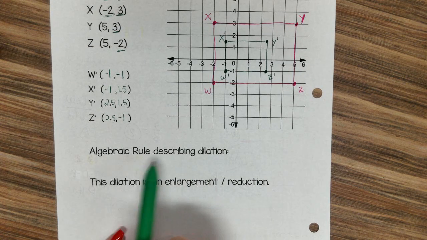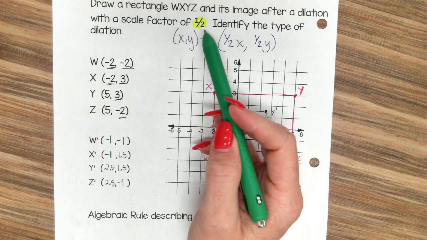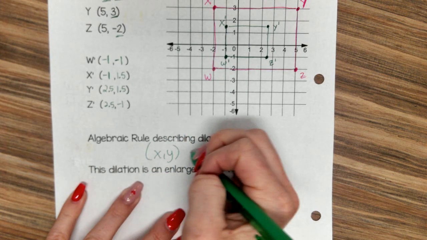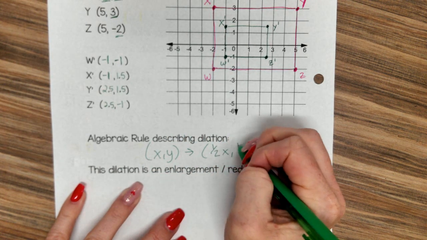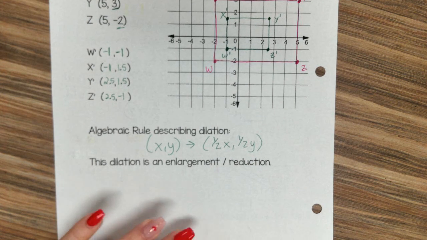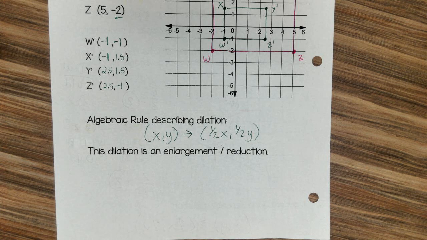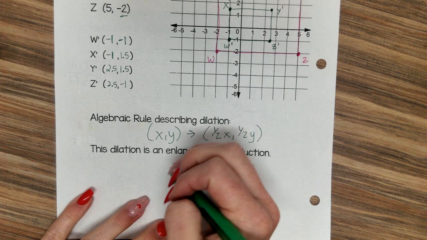What is the rule that would describe this? Here's our scale factor. How would I do it? We already wrote it. Write it down. Take your x and your y and multiply them both by 1/2. Then answer the question, would this be an enlargement or reduction? I heard one person, would this be an enlargement or reduction? Why? Tell me about the scale factor, because the scale factor is less than 1.